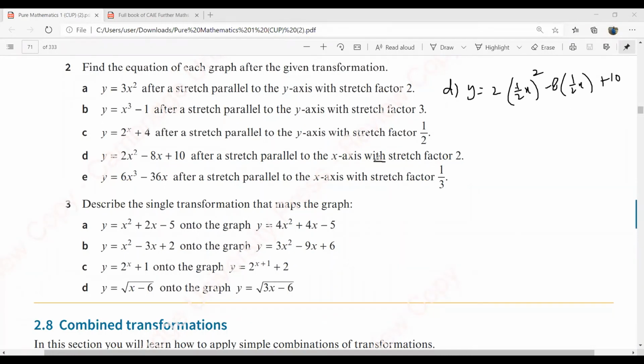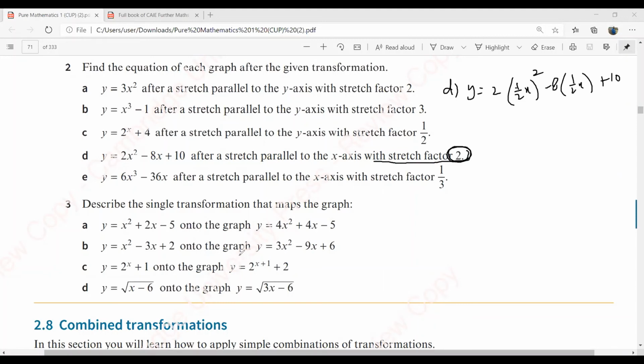Stretch factor 2 means actually all the x coordinates are getting doubled. But here we have to show it opposite to that. So that is how you can simplify this later on. Thank you, Laiba. You are absolutely right. Maniha, can you tell us about 2 part E?